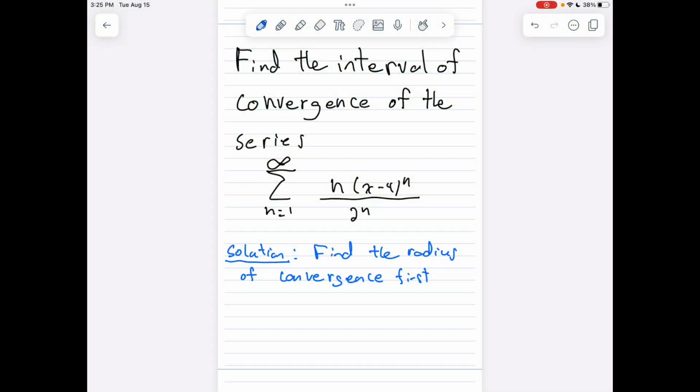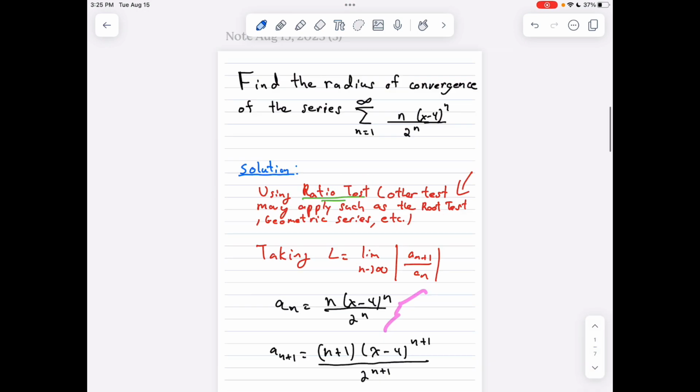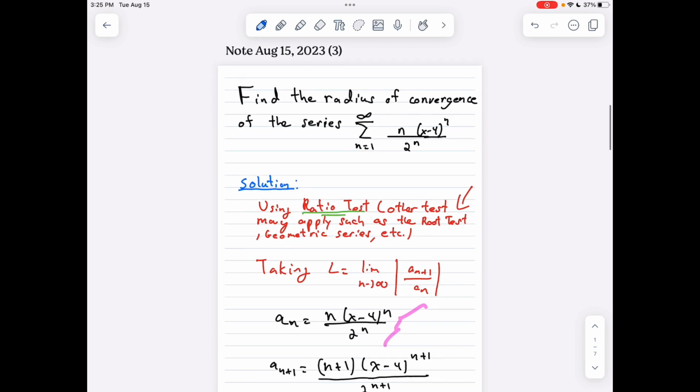All right, hello everyone. So today we're looking at a continuation of a problem we had. We're trying to find the interval of convergence of the series n times (x minus 4)^n over 2^n. So when you're asked for the interval of convergence, the first thing you want to work with is finding the radius of convergence. And let me just step back for a second and take a look at how you go about doing that.